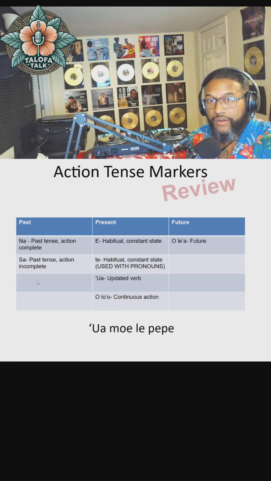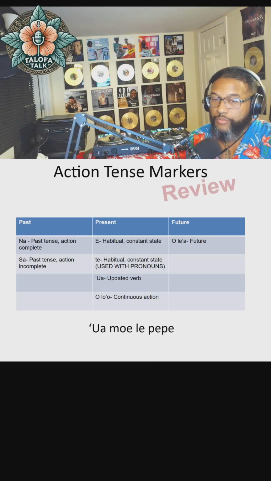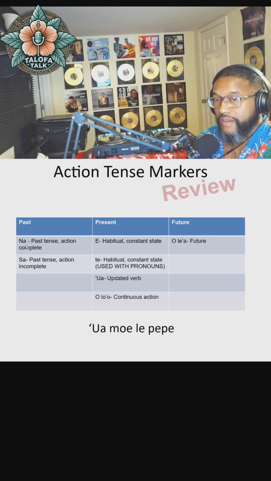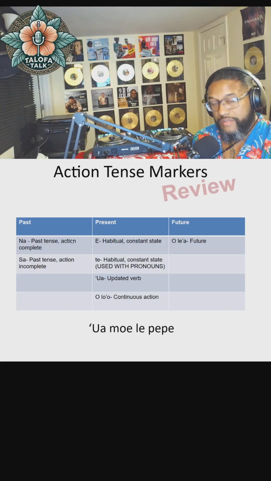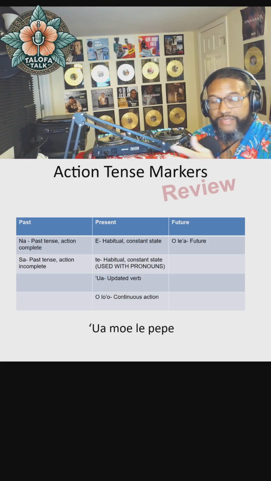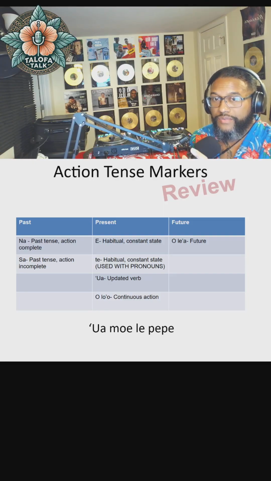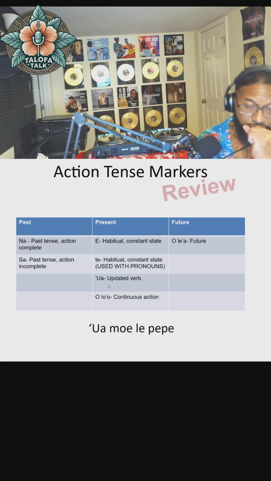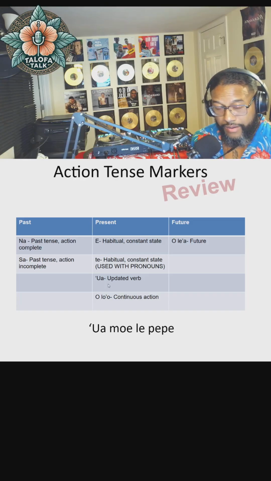But here are the different tense markers. On Thursday we're going to talk more about these, so I won't spend too much time on this. Here's the past tense marker. If you hear "na moi le pepe," the baby slept. "Sa moi le pepe," the baby was sleeping. Both of those are past tense, but if you listen, they're a little bit different. And if we say "e moi le pepe," all of these are present tense. The one we just finished talking about is ua moi le pepe.